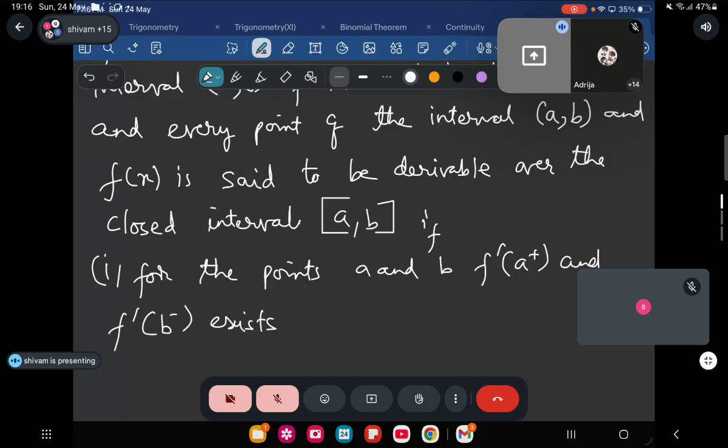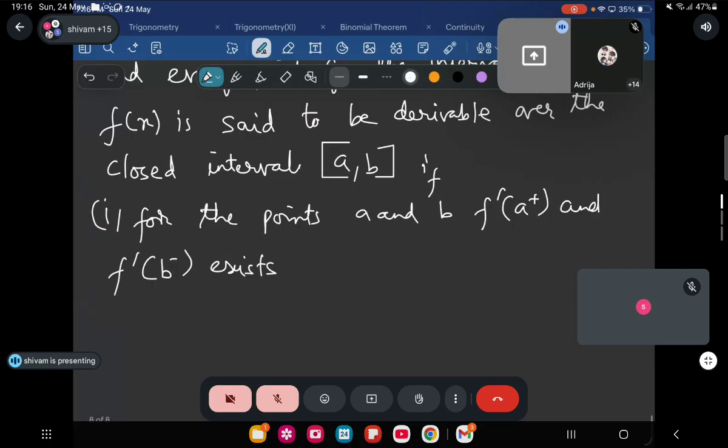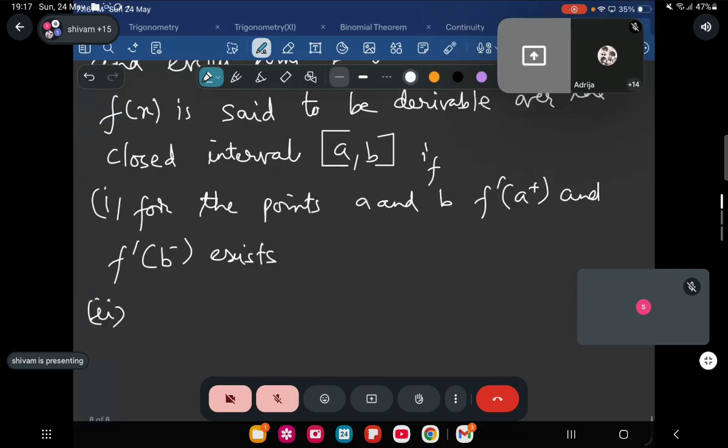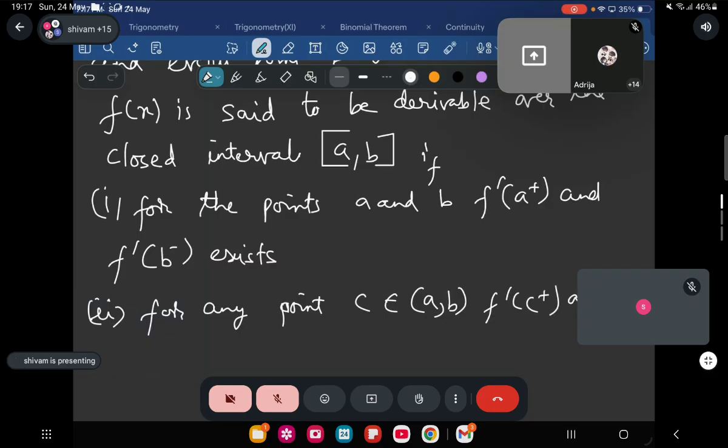Then only we can say so. This is the first condition. Another condition: for any point c belonging to open interval (a, b), f dash c plus and f dash c minus should exist and are equal.